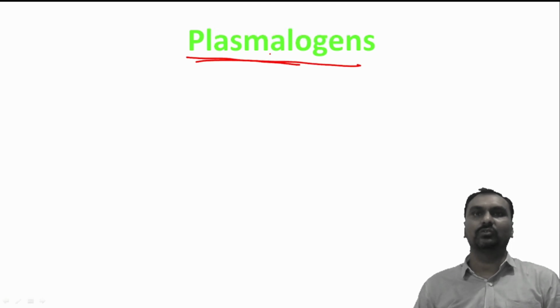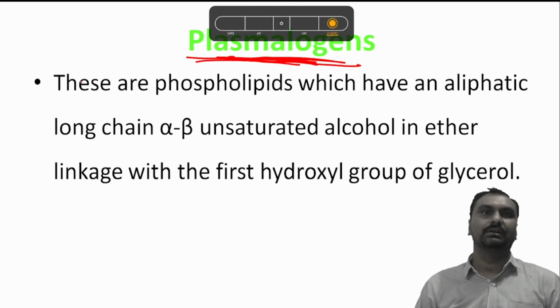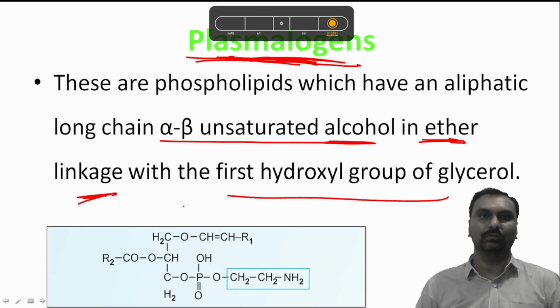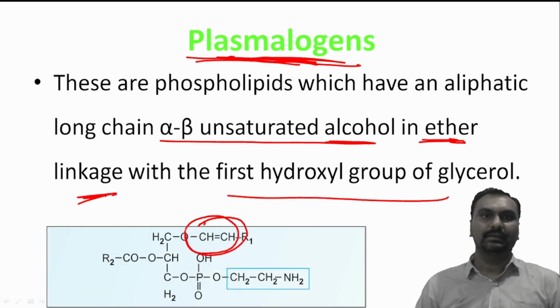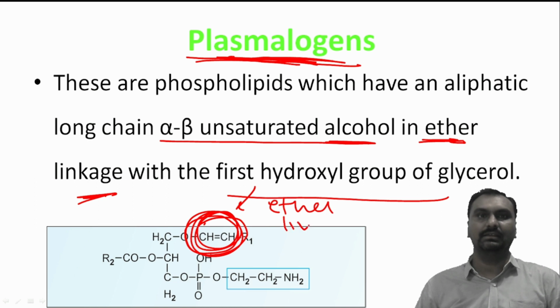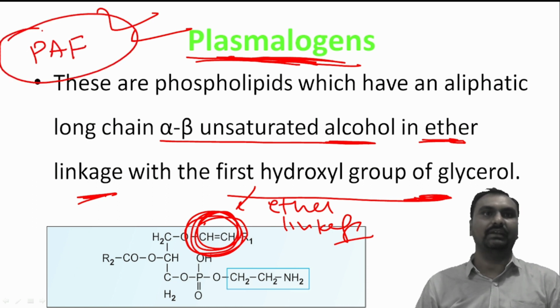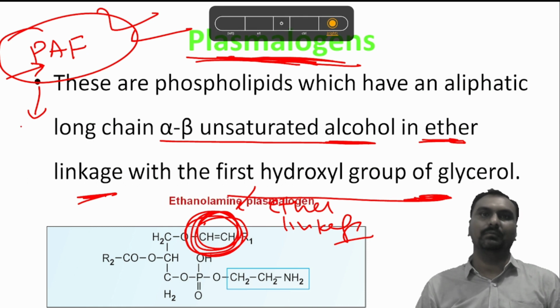Then the last in the glycerophospholipid is plasmalogen. Okay, here in plasmalogen there is an alpha beta unsaturated alcohol which has an ether linkage at the first hydroxyl group of the glycerol. You can see here, this is the alpha beta unsaturated alcohol. This is called the ether linkage. That is the plasmalogen. It is also called the platelet activating factor. It will activate the platelets, so it will be helpful in case of bleeding.